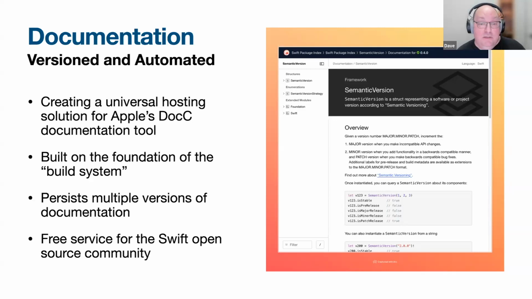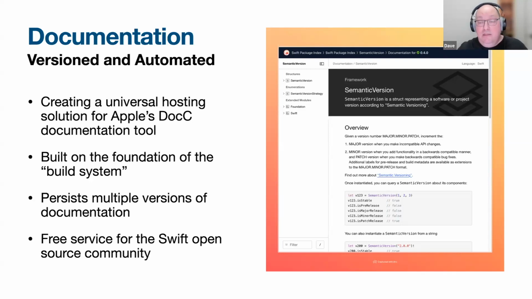And so what we wanted to do was give package authors a really easy way, trivially easy way, in fact, to just opt in to having their documentation hosted on Swift Package Index. And once they've opted in, we'll just take care of building, hosting, and versioning their documentation. So every time they do a new release of their package, we notice that new release, we build a new version of the documentation, and we host a new version of the documentation.